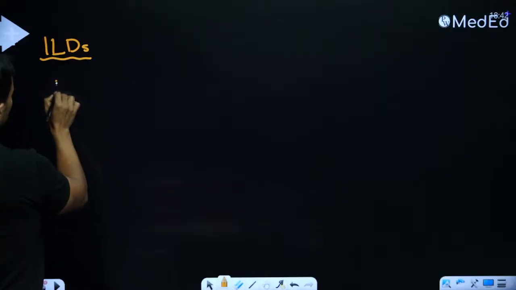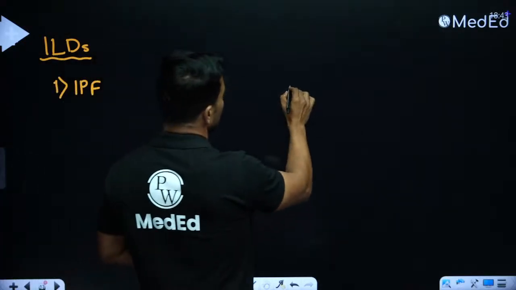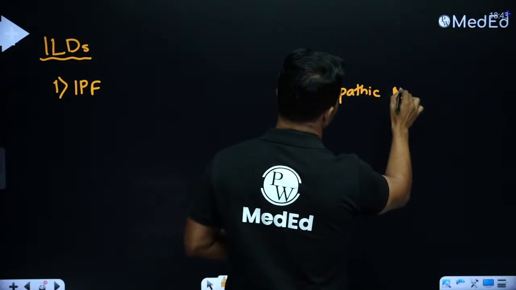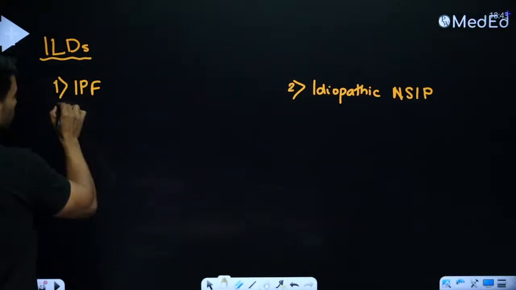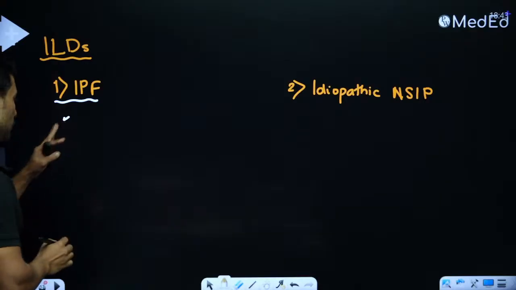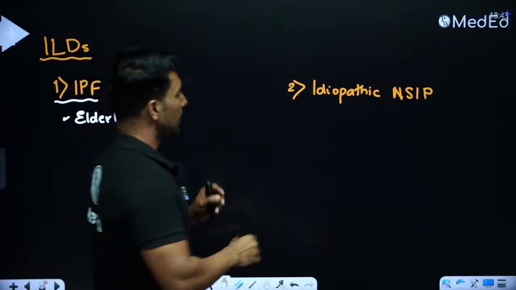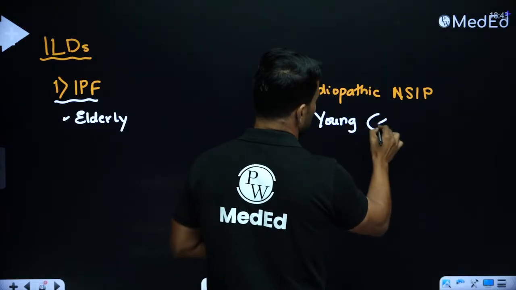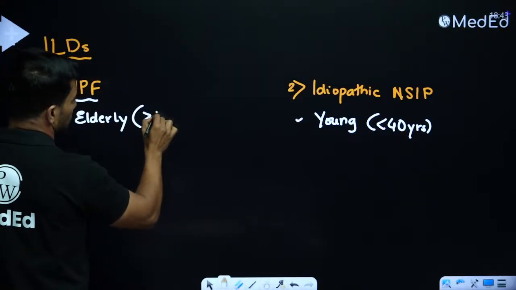There are several subtypes in ILD. We will concentrate on the two major subtypes. The first one is called idiopathic pulmonary fibrosis, and the second one is called idiopathic non-specific interstitial pneumonia. So if the examiner wants you to think of idiopathic pulmonary fibrosis, he will mention that the patient is elderly. If idiopathic NSIP is what he wants you to think of, he will mention that the patient is young. When I say young, the age usually mentioned will be less than 40 years, and when I say elderly, the age usually mentioned is more than 55 years.